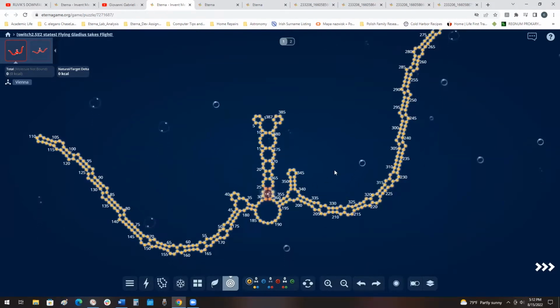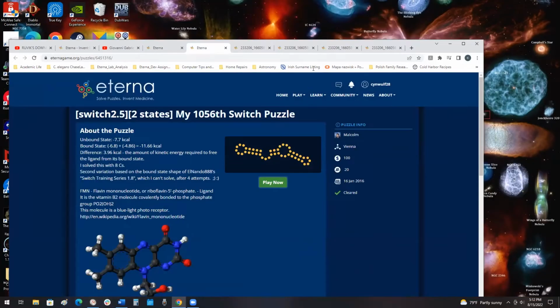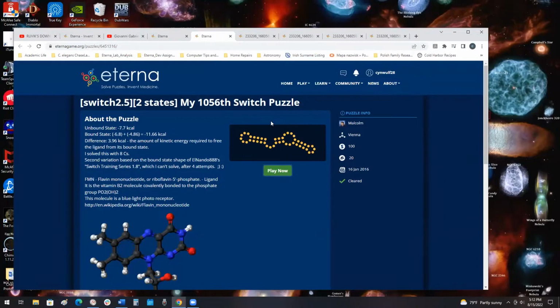So switches can have very small switching action, or they can have wholesale switching action where the entire shape transforms. And of course, we're more interested in ones that do that. So for this talk, I'm going to focus initially on this puzzle right here by Malcolm, my 1056th switch puzzle. Then after I run through this, maybe I'll do a few switches that I've never tried before, but show you my thought process as I go through them.